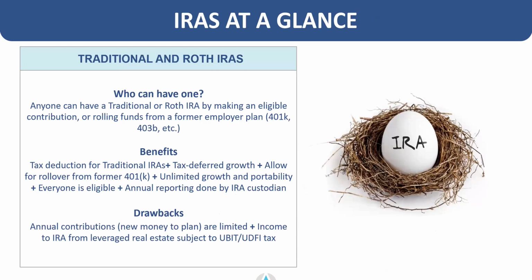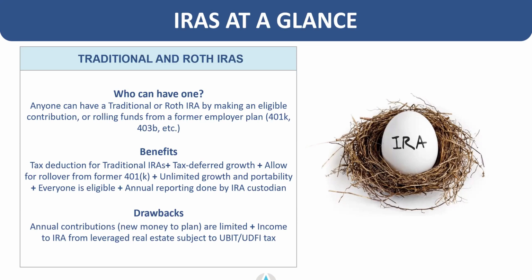So just quickly glancing at the traditional and Roth IRAs, who can have one is really anybody. If you have earned income, W-2, commission, wages, as long as you have earned income, you can have a traditional or Roth IRA and make an eligible contribution, either on an annual basis or by rolling money over from a former employer's plan. So when you leave your employer and you leave that 401k, that actually gets rolled over into, say, a traditional IRA or potentially a Roth IRA.